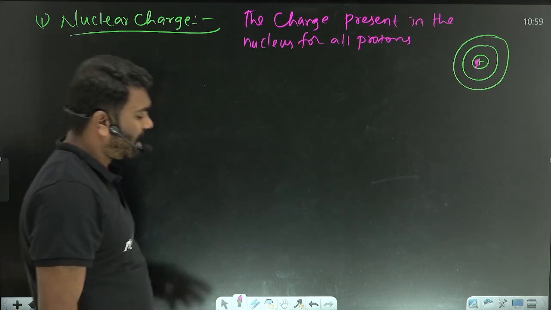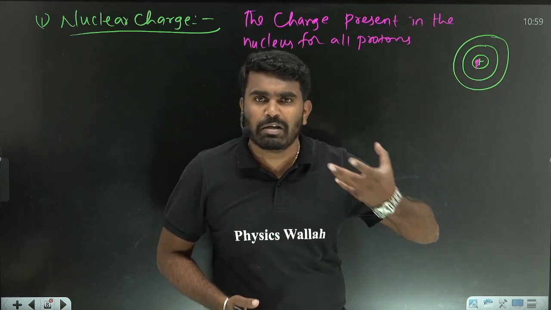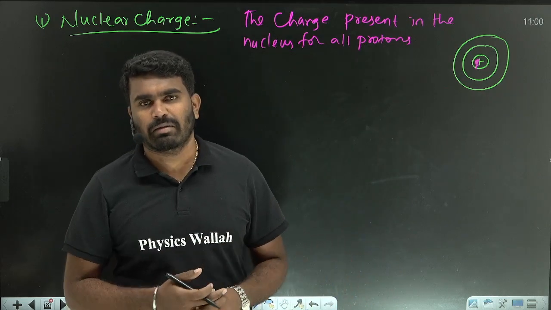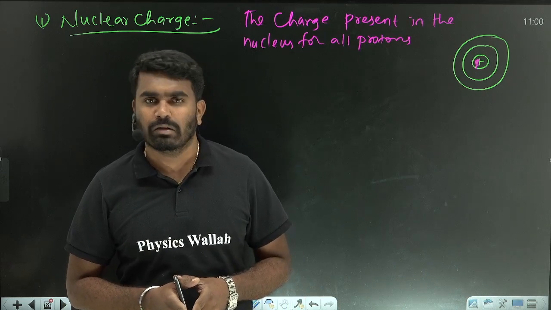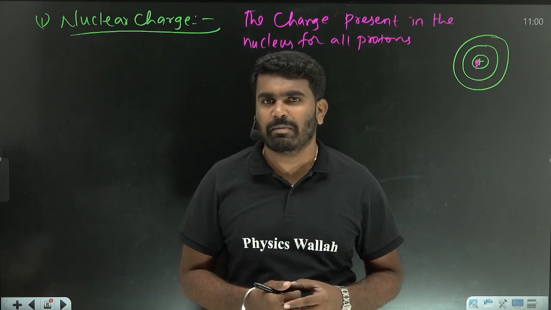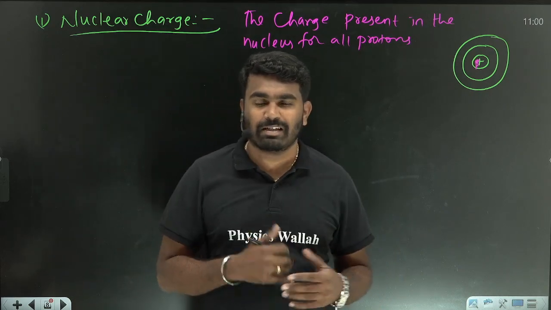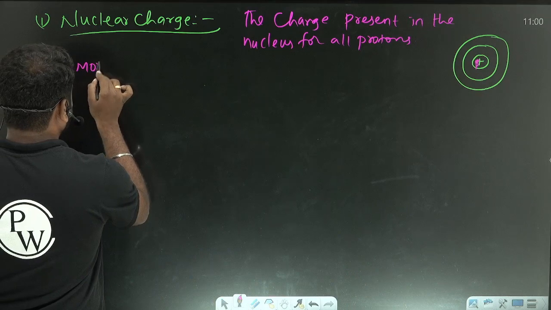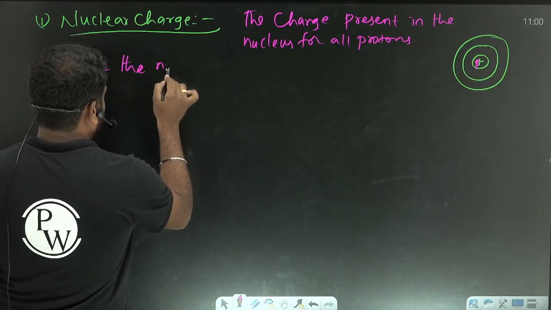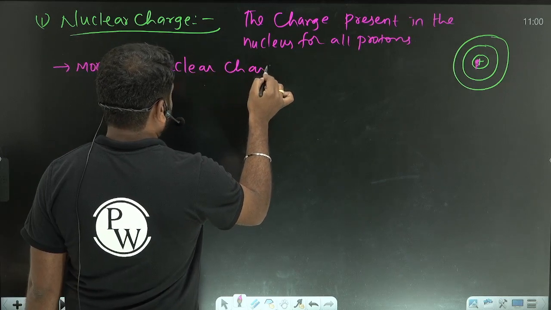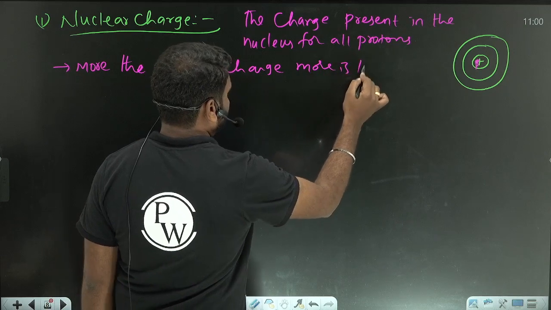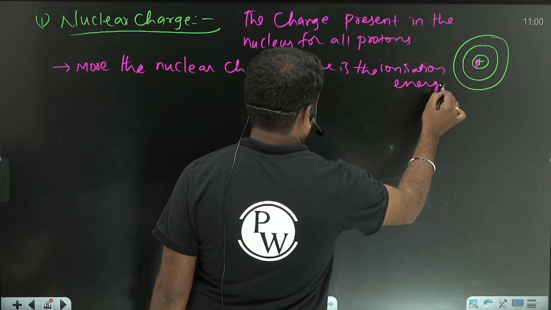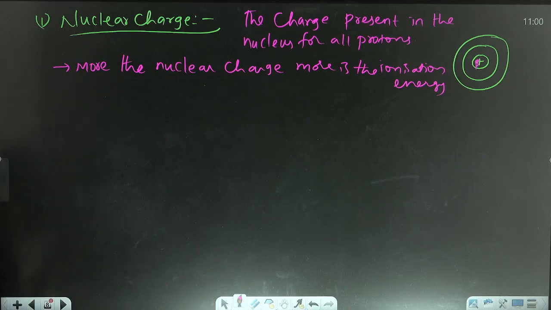Right? So ante ikkada em aitundi, charge present undi nucleus lo. So for example, more is the nuclear charge, what will happen beta here? So protons 10 unnai, right? Electrons 8 unnai anukundam, ledante electrons kuda 10 unnai. So more number of the protons and equal number of the electrons anukundam, appudu em aitundi? So what will happen beta here? So I'll tell you. So more the nuclear charge, more is the ionization energy. ఏమైతుంది బేటా?